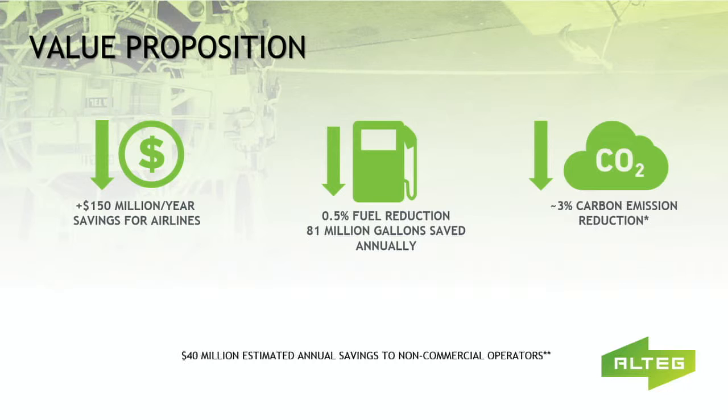The commercial airline industry uses about 16,820,700,000 gallons of fuel in a year. So just a 0.5% reduction in that fuel would equal 81 million gallons saved just for US domestic commercial carriers. And then again, the industry has targeted 2 to 3% reductions in carbon emissions over the next 20 years.